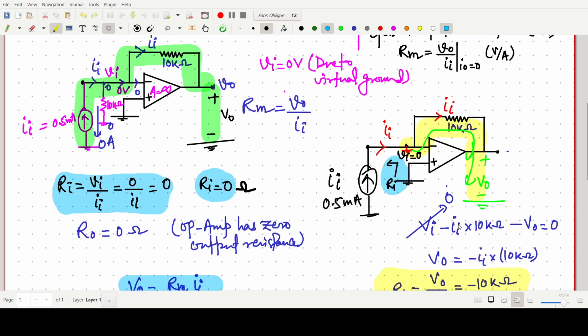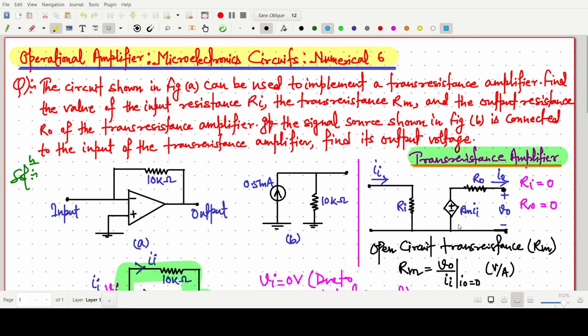So this is all about this question. This is a simple question but a little tricky due to this transresistance amplifier. An op-amp can be used as a voltage amplifier, current amplifier, transresistance amplifier, and even a transconductance amplifier. So this is all about this question.